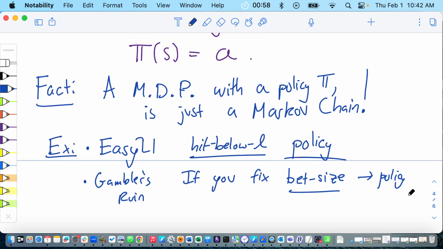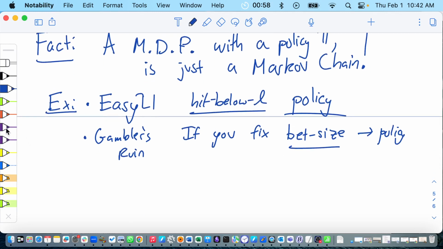The thing that you guys were doing without knowing it is called policy evaluation. So here's another name for you. Definition. Policy evaluation.